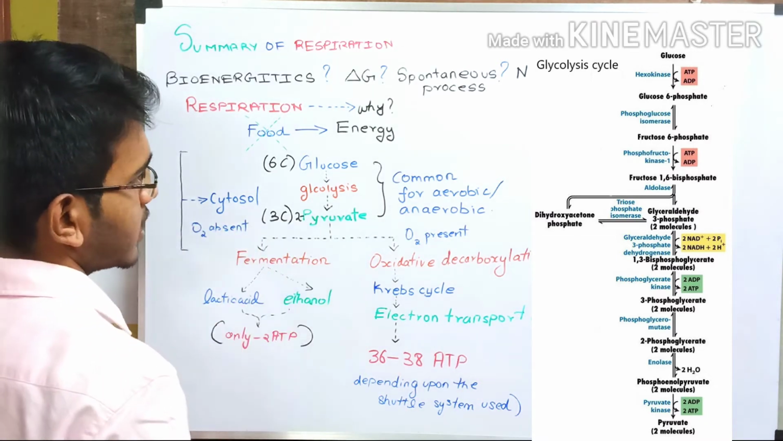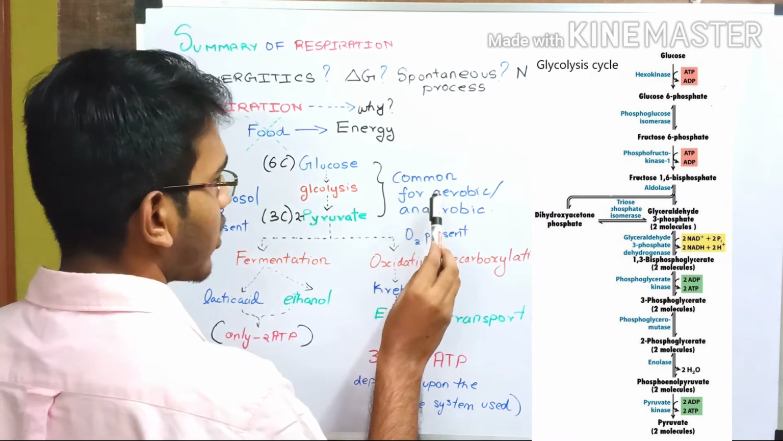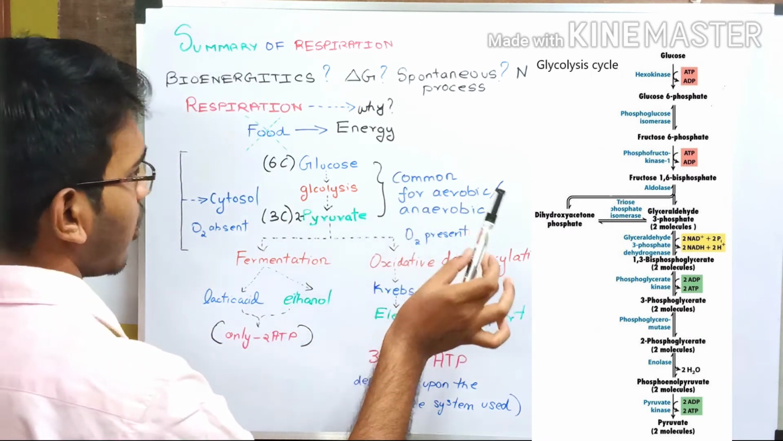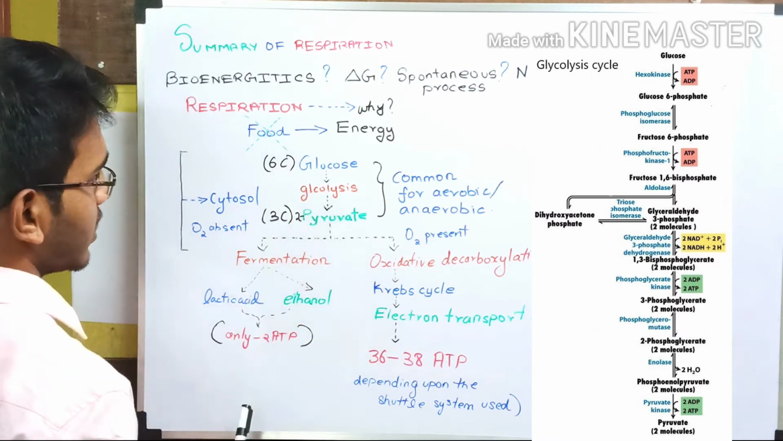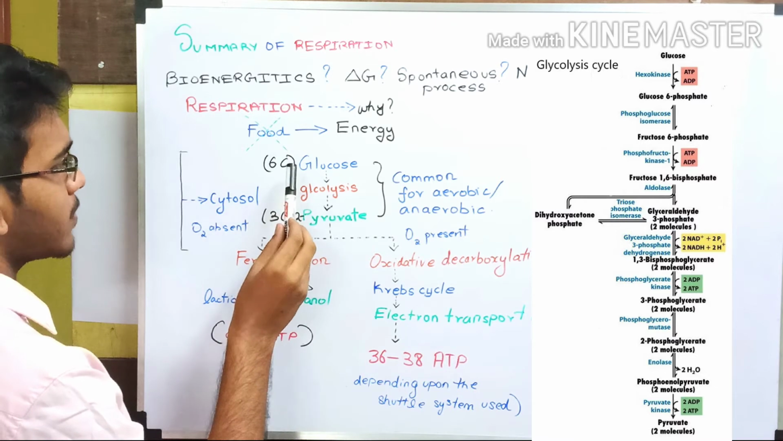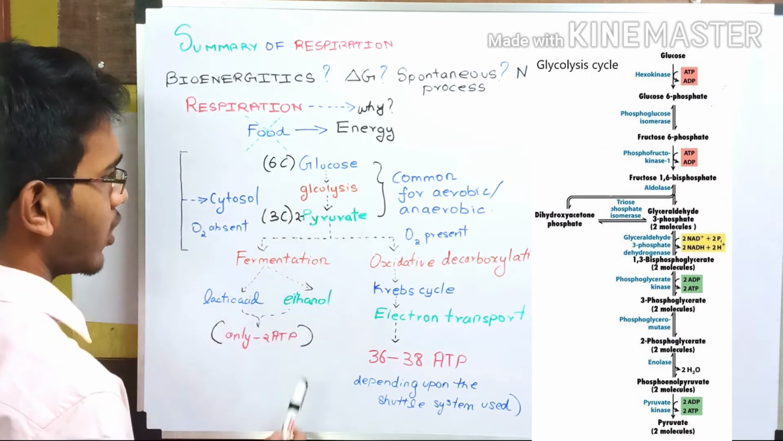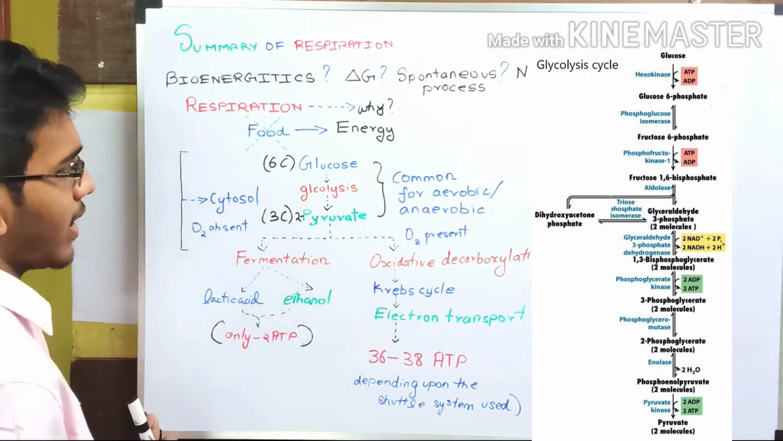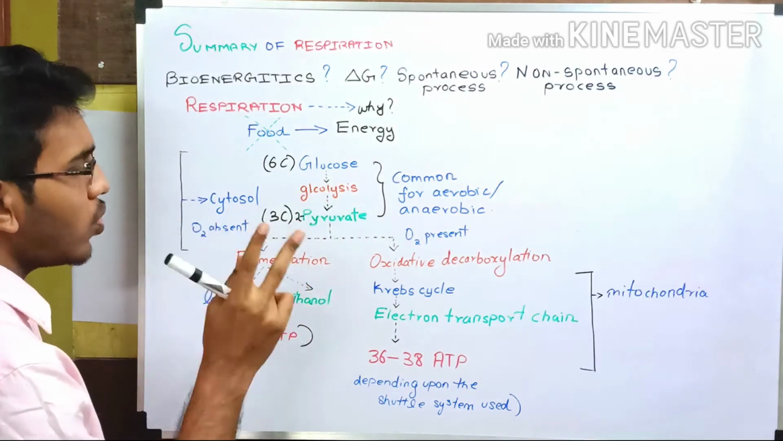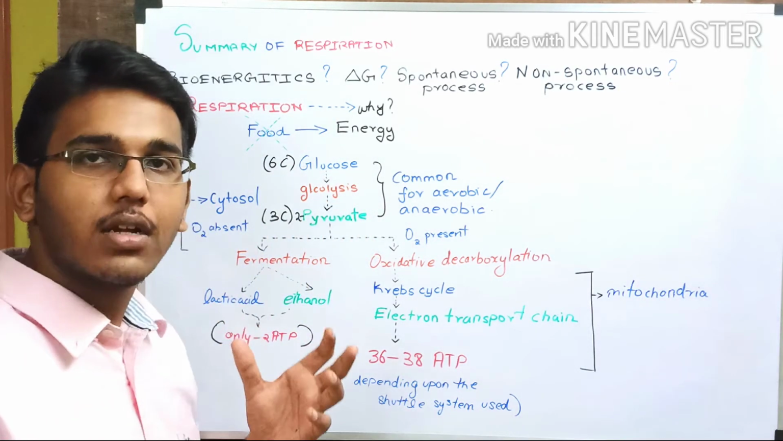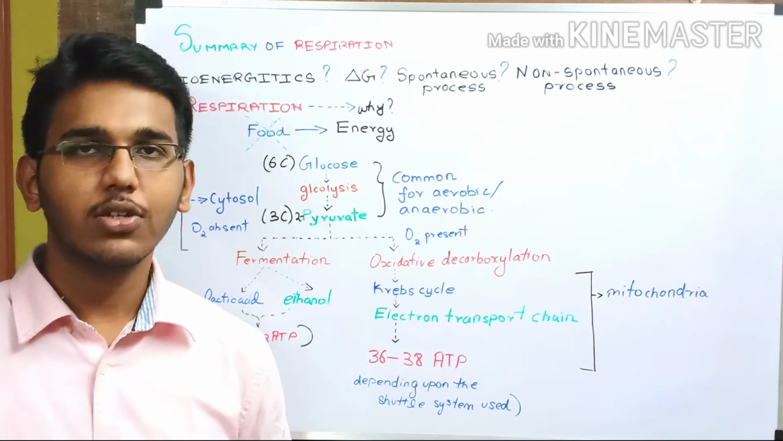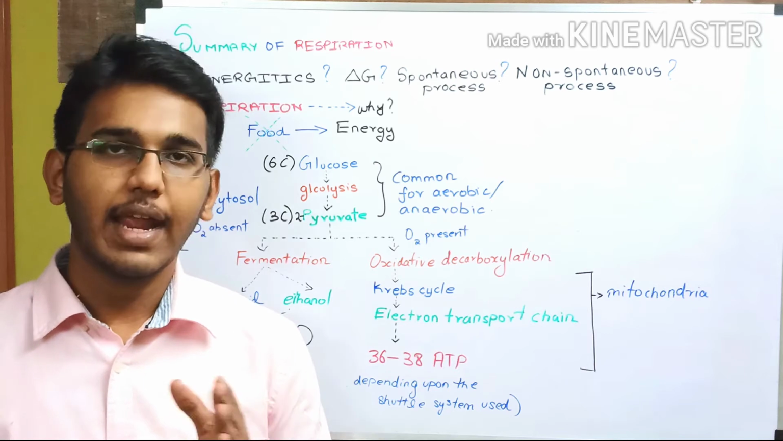And this glycolysis process is common for both aerobic and anaerobic conditions, that is, both aerobic and anaerobic organisms. In this process, a single glucose molecule which contains 6 carbon atoms is broken down into 2 pyruvate molecules of 3 carbon atoms. So a single 6 carbon molecule is broken down into 2 three-carbon molecules as a result of glycolysis. Glycolysis also produces a few high energy compounds, for example ATP and NADH.